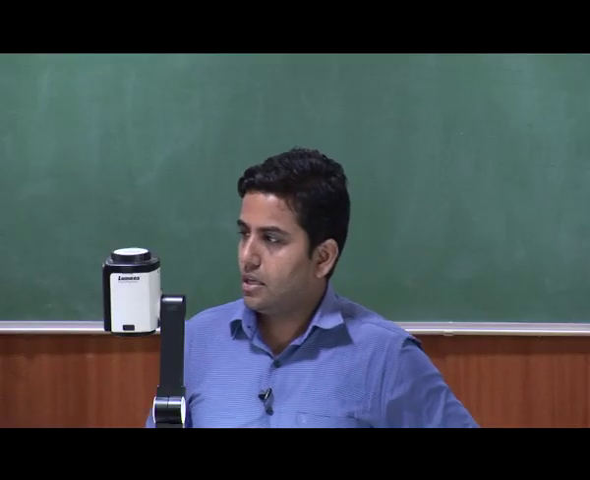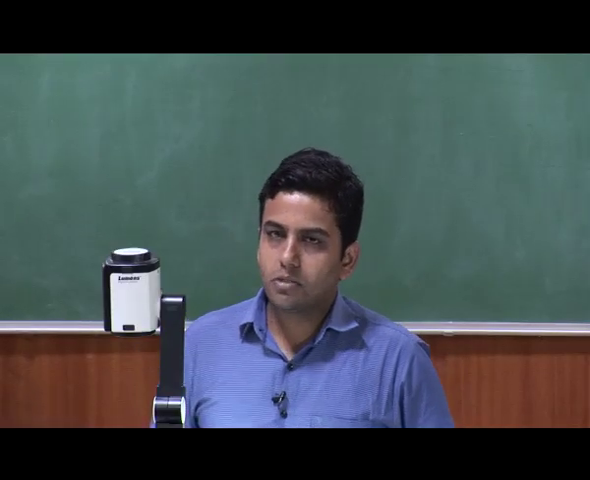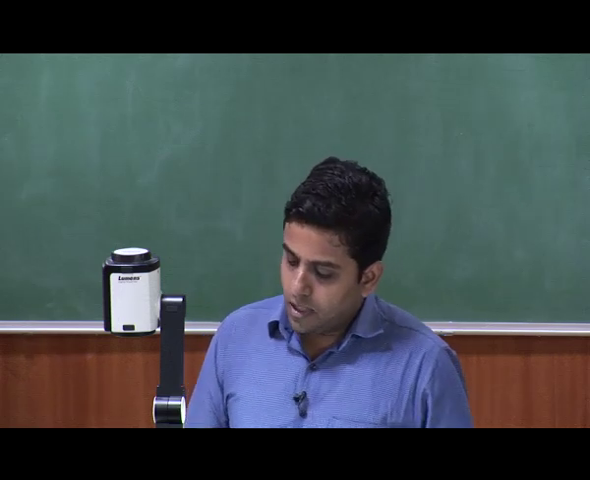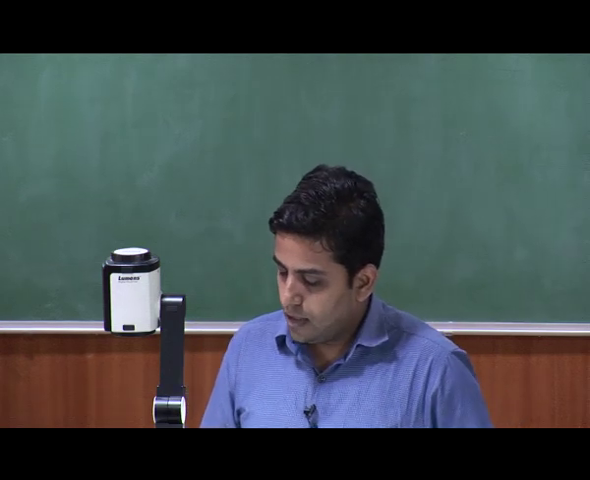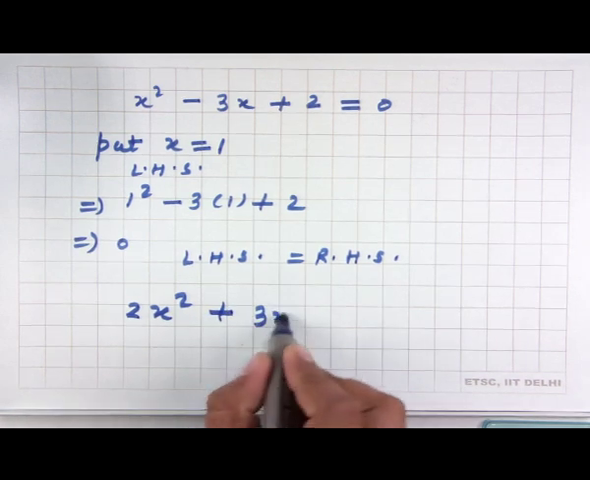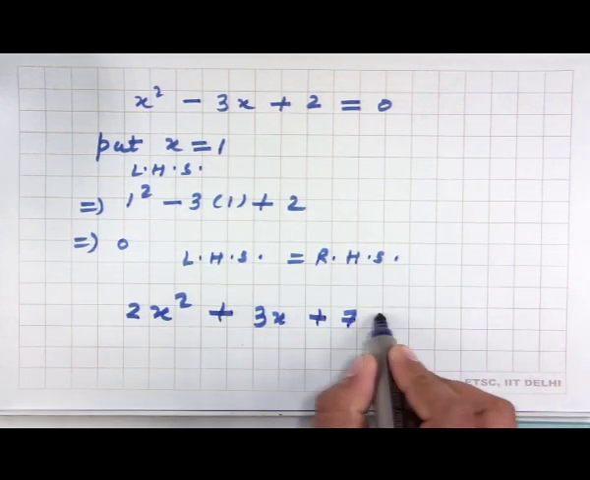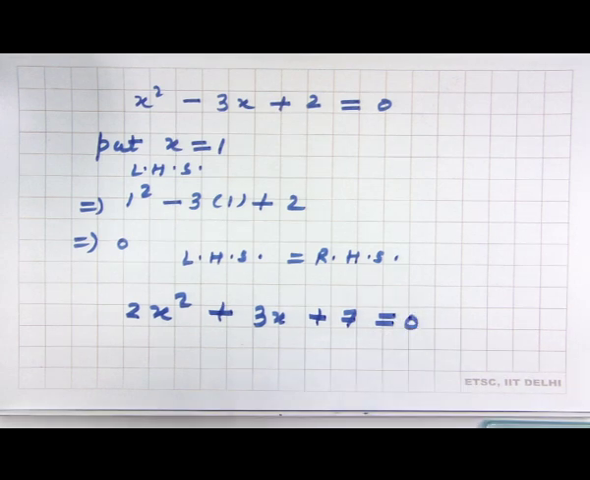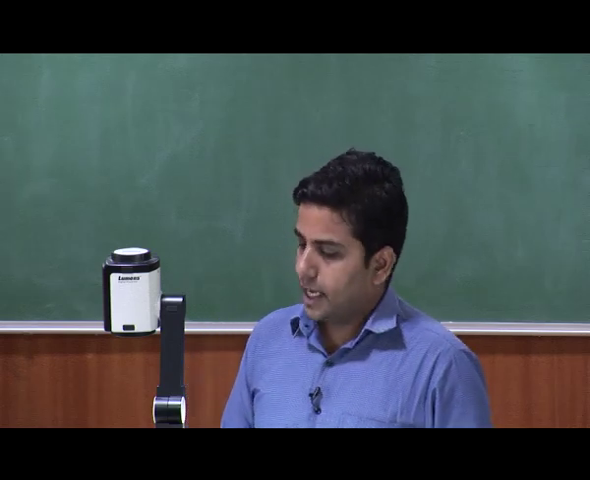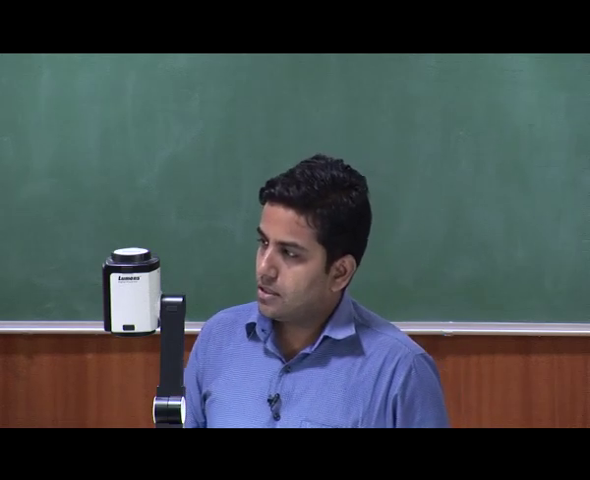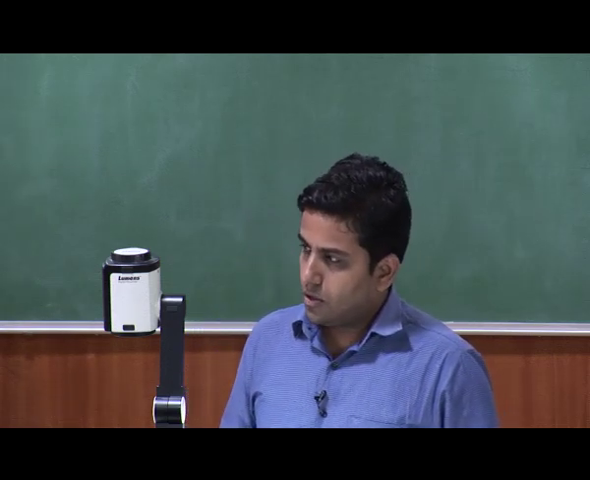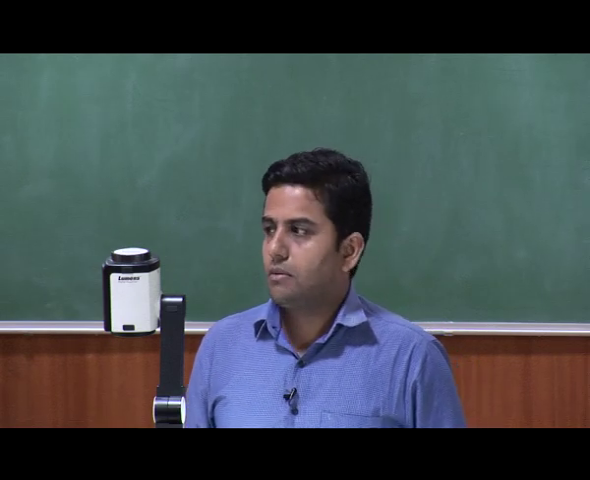Now the question arises, how many roots are possible in a quadratic equation? Suppose 2x square plus 3x plus 7 is a quadratic equation. The maximum possible number of roots of this quadratic equation will be 2, because the highest power of x is 2. That is why the possible roots of a quadratic equation will be 2.